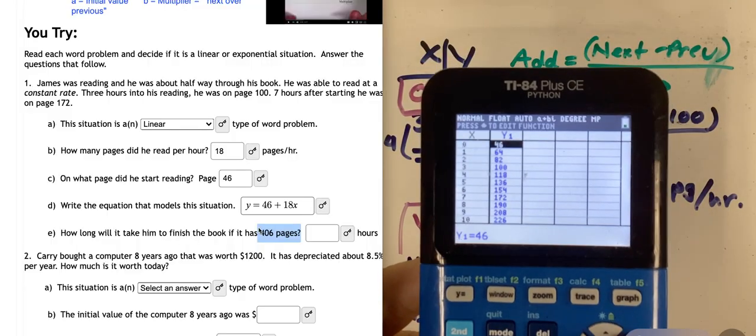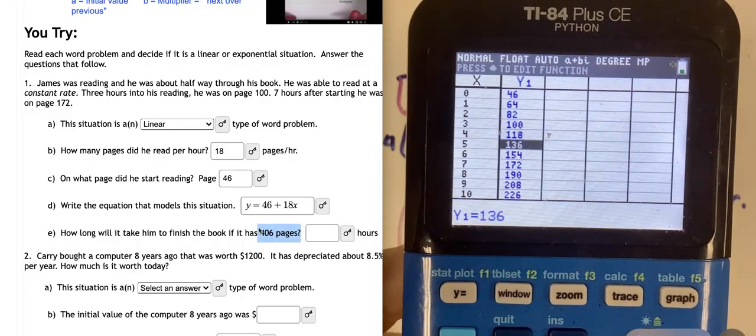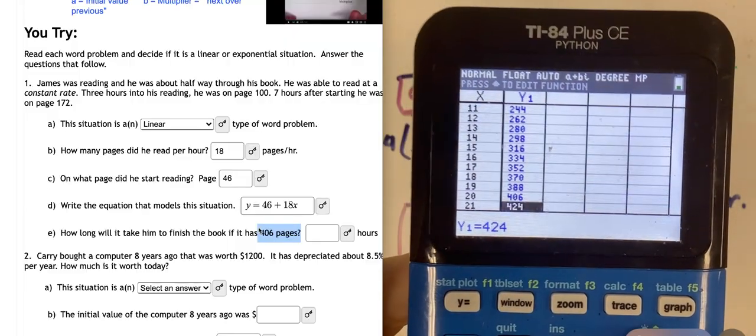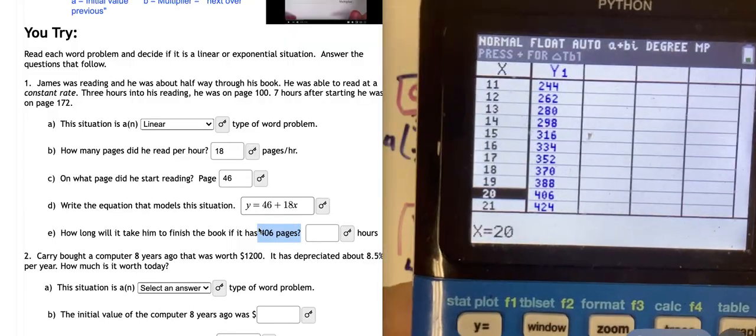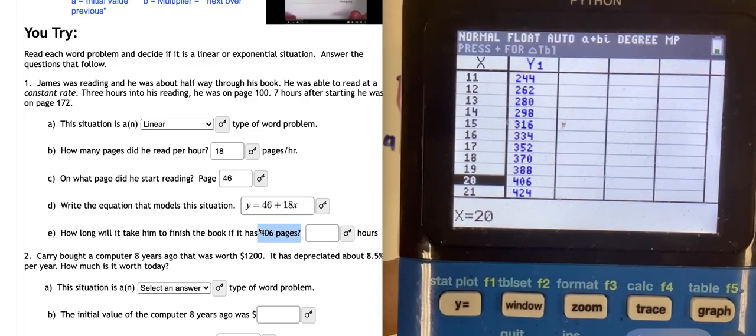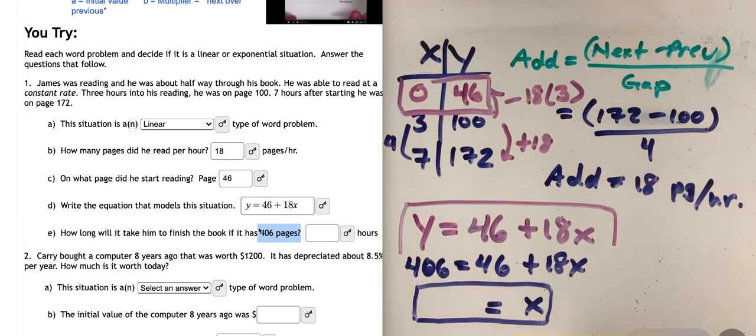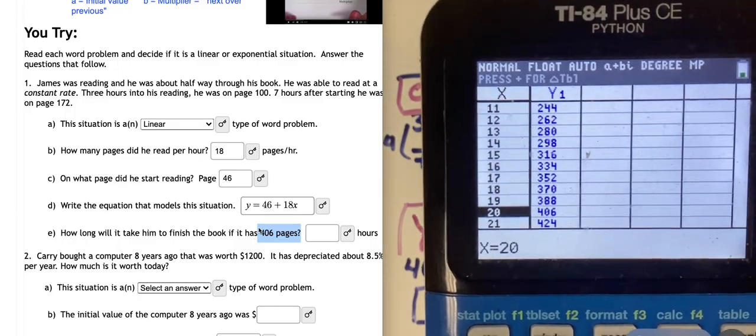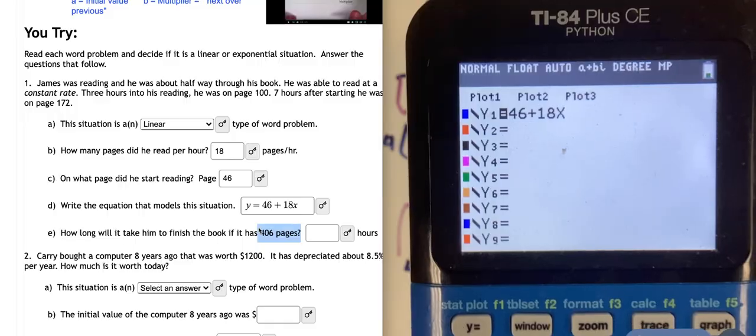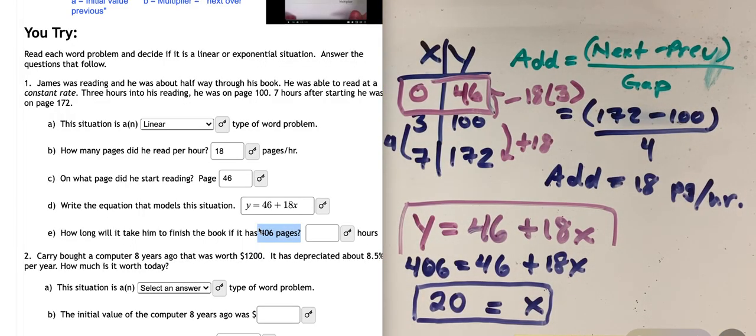So I go to 0, there's my page 46, and then I'm going to scroll down until it gets to page 406. If I keep going, I will find how long it takes this way as well. And as you'll see, it worked out perfectly this time, where it's perfectly at 406. So the answer is going to be 20 hours. So the answer to this last part, when it says, how long will it take the person to read to page 406? It's going to take 20 hours to do that, or the 20th hour of reading. So you use your table scrolling around after you've typed in the equation in the y equals of your calculator. The how long until questions will be very easy to answer.